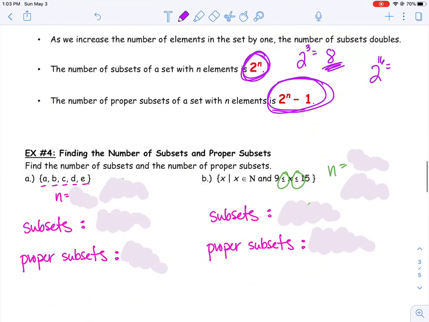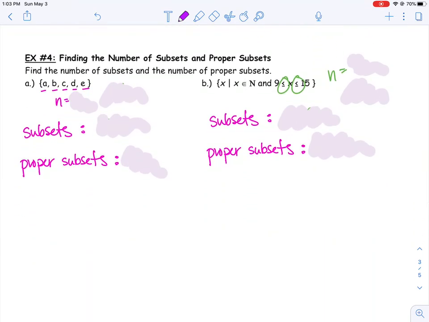Let's do example 4. Example number 4 says, find the number of subsets and the number of proper subsets for each of these sets given. In the first one, I have the set that contains A, B, C, D, and E. Well, how many elements is that? That's 5, right? And so I can figure out how many subsets we could possibly make with those 5 different elements by taking 2, raising it to the 5th power. That's 2 times 2 times 2 times 2 times 2.